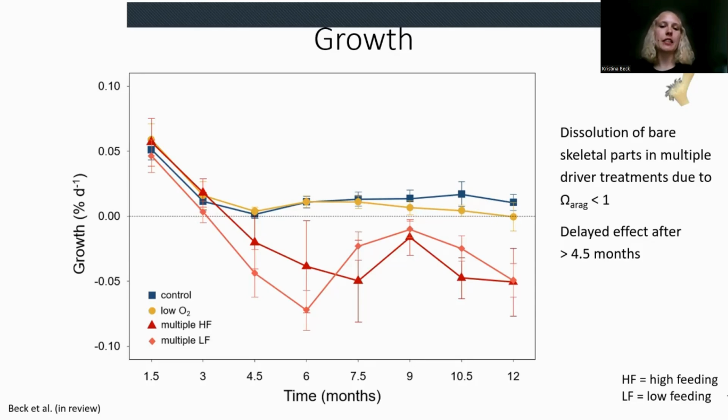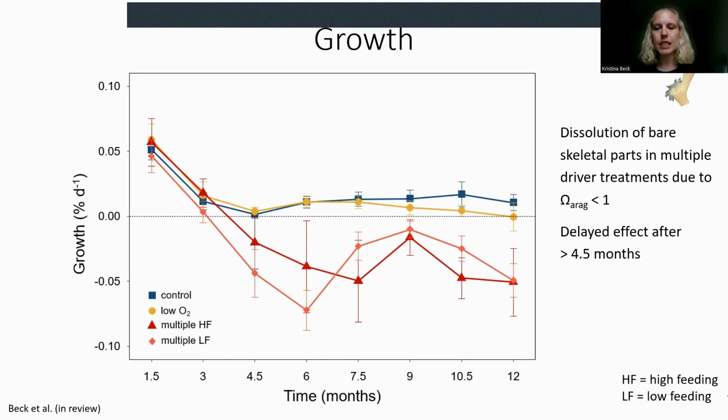this delayed effect. It really takes 3-4 months until you actually see differences between the treatments, which is one of the reasons why I think it is so important to run long-term experiments, because you might find very different results if you only look at the effect over a few months rather than a whole year in this case.